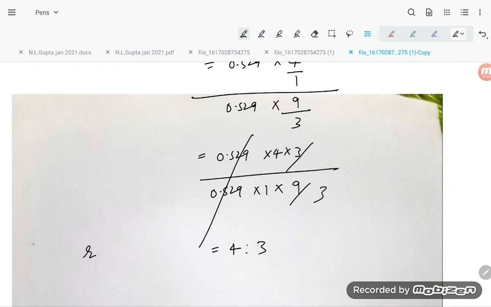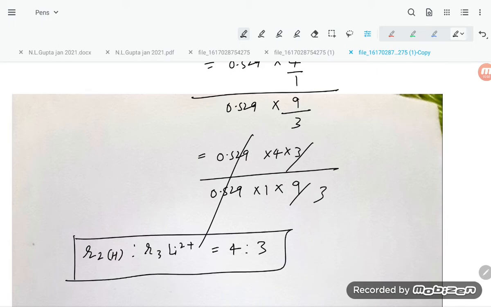It means R2 of hydrogen ratio R3 of lithium 2 plus is coming 4:3. So this is our required answer.